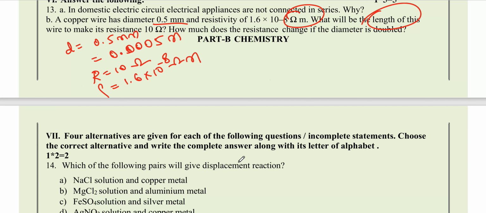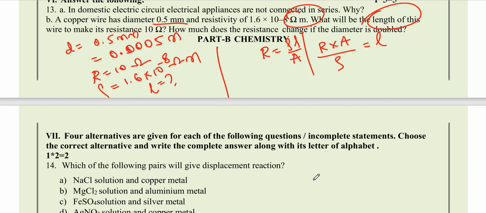A copper wire of diameter 0.5 mm, resistivity is this much. What will be the length of this wire? L value they are asking us to find, to make the resistance 10 ohm. So R is equal to 10 ohm. We have the formula R is equal to rho L by A. In this, what is required for us? L. Then R into A divided by rho is equal to L. Keep L as it is, cross multiply A and rho. This is the formula to calculate L.